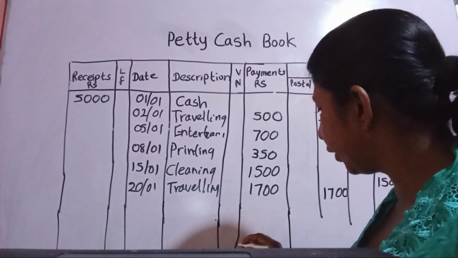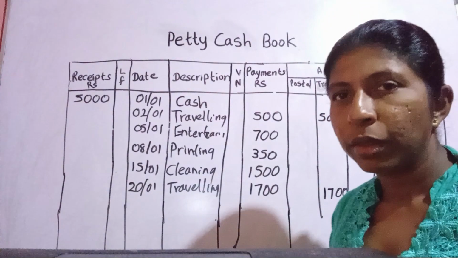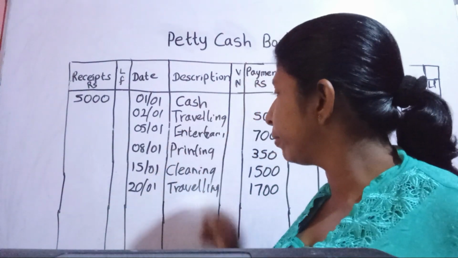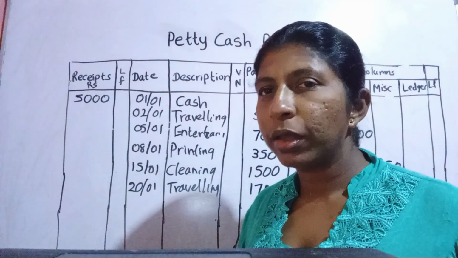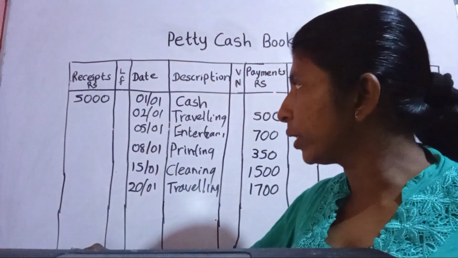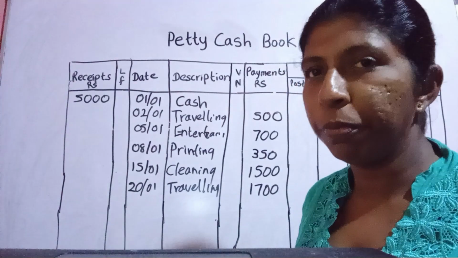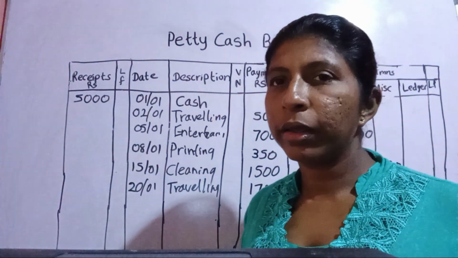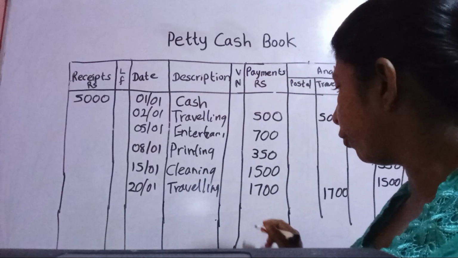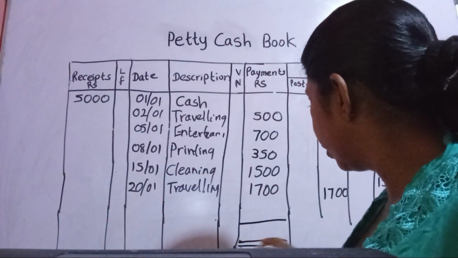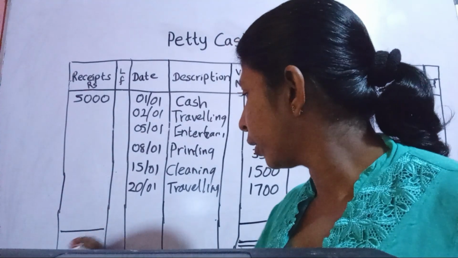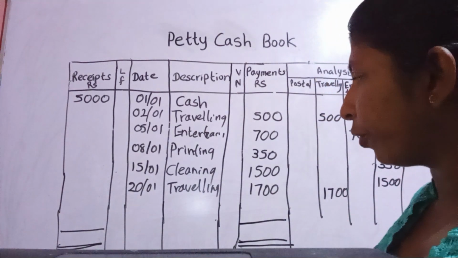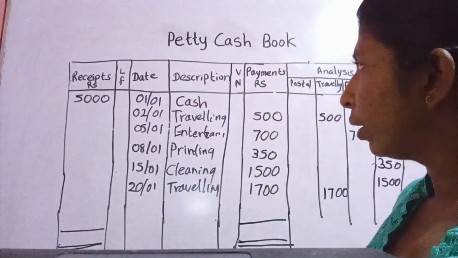And as a ledger account, we have to take totals of all expenses columns as well as the payment column and receipt column. We have to balance these two columns, receipt column and payments column, and take out the balance of petty cash at the end of this period. Therefore, I will draw two lines here. Here also, I will draw double lines, and I will get the total of the receipts column.